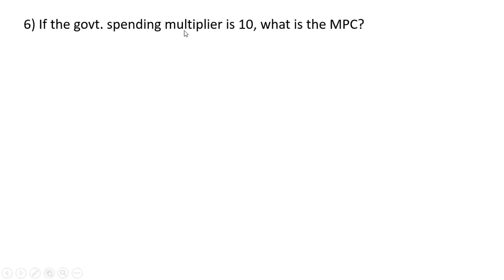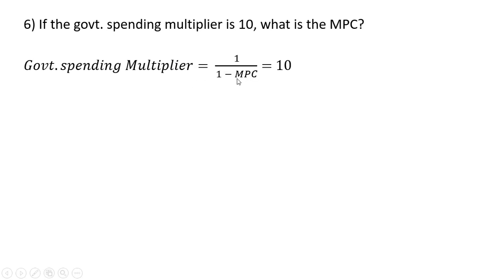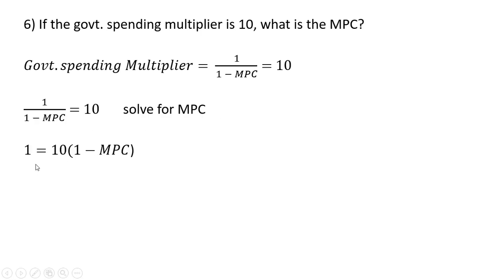Problem 6, if the government spending multiplier is 10, what is the marginal propensity to consume? So taking our formula for the government spending multiplier, 1 divided by 1 minus the MPC, and setting that equal to 10, we're just going to solve for the MPC. Multiplying both sides through by 1 minus the marginal propensity to consume will give us this result. Simplifying the right-hand side, 10 times 1 and 10 times the negative MPC, we get this result.